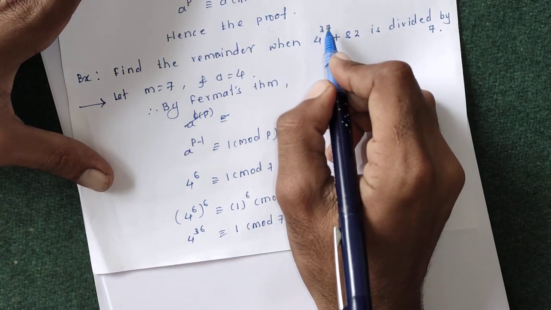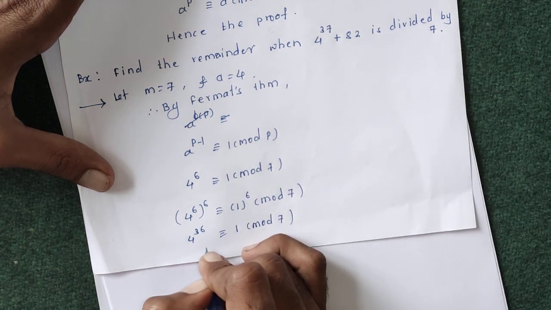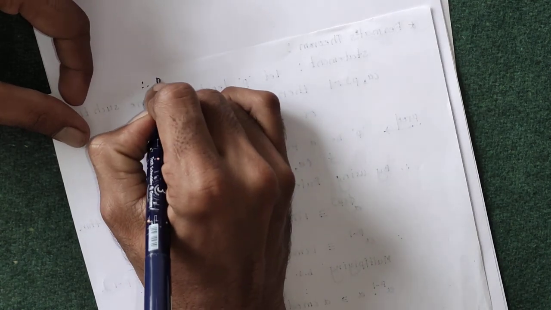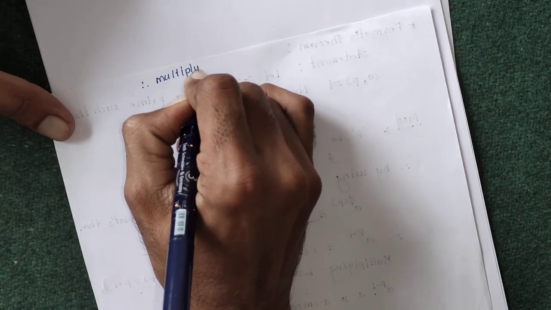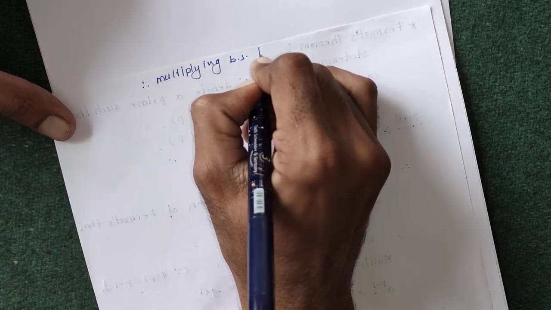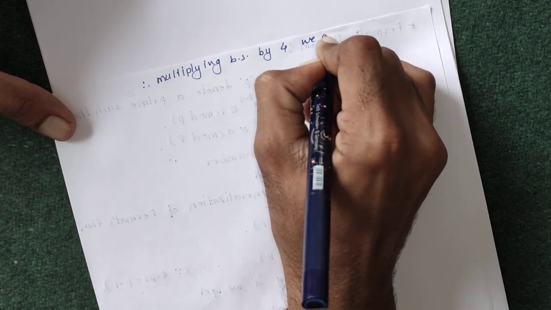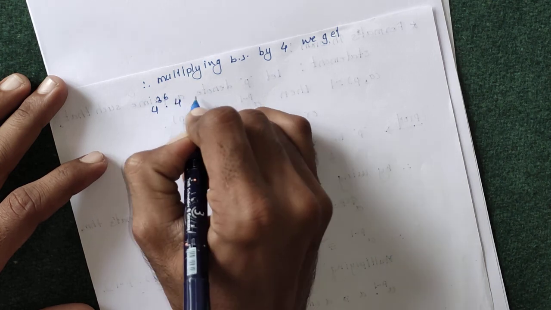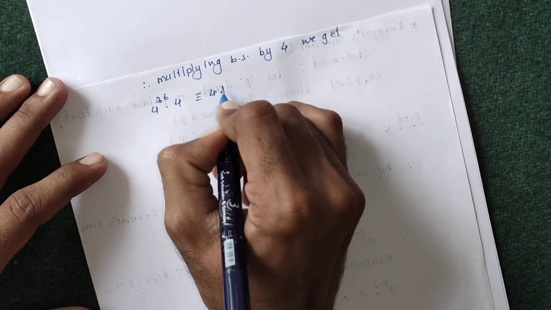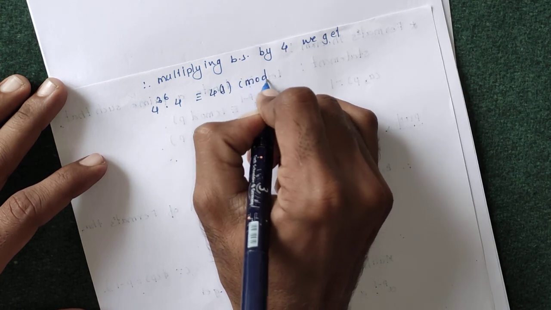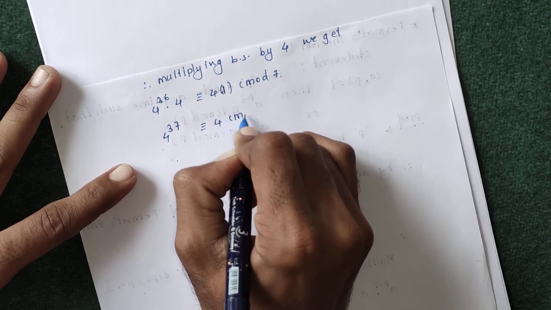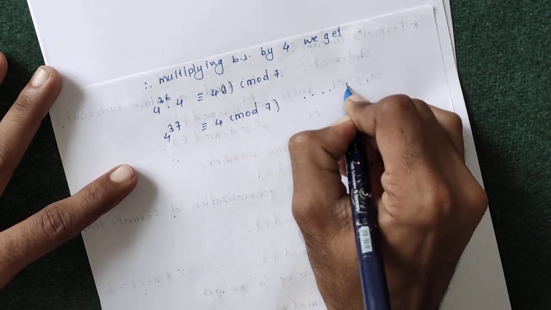36 is near to 37. So multiplying both sides by 4, we get 4 raised to 36 into 4 is congruent to 4 into 1 under modulo 7. That is, 4 raised to 37 is congruent to 4 modulo 7. Suppose this is equation number 1.